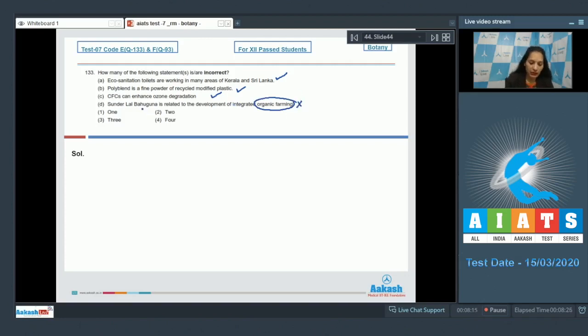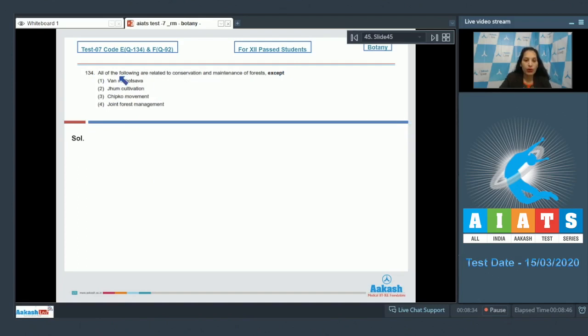Sundar Lal Bahuguna is related to the Chipko movement, meaning to protect the cutting of trees. How many of them are incorrect? It is only one. So the correct option for the given question is option number 1. Let's move to the next question.